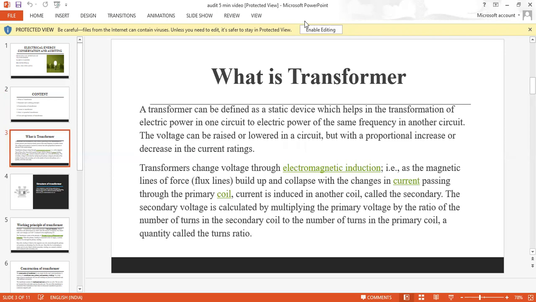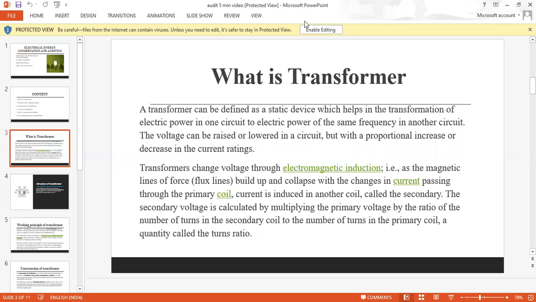Here, at first, initially, what actually is the transformer? We are well acquainted with the transformer in our locality, which is present at the end of the street. A transformer is defined as a static device which helps in the transformation of electric power in one circuit to electric power of the same frequency in another circuit.